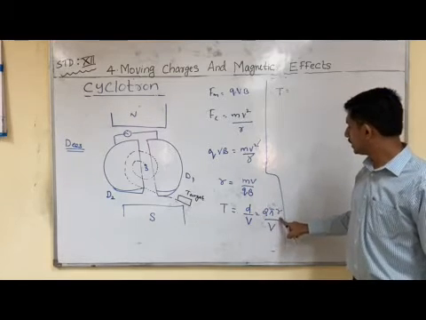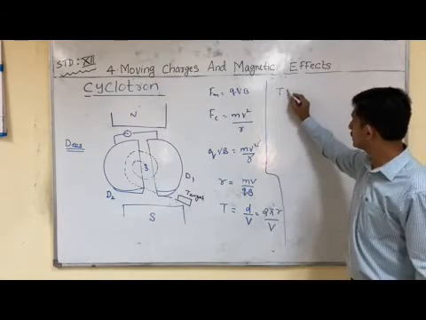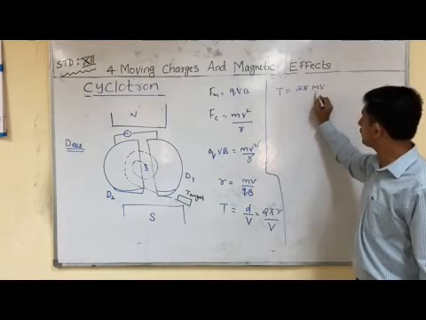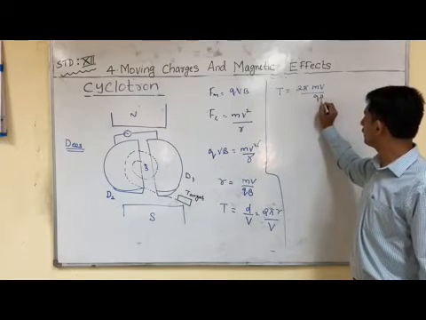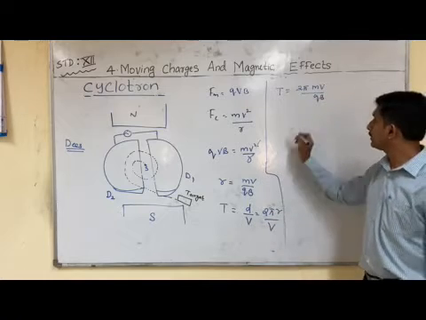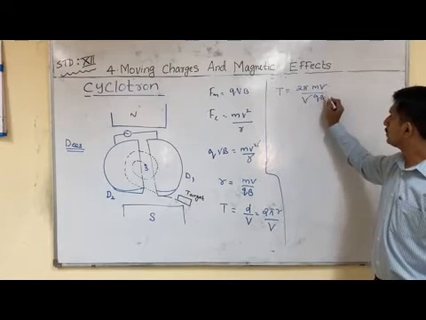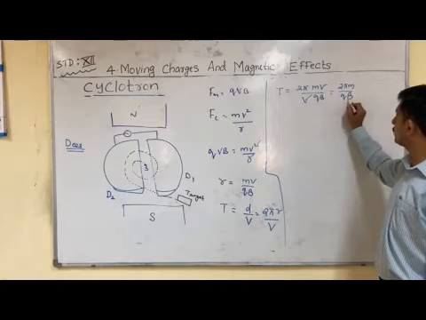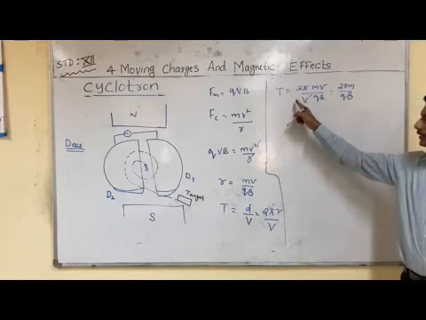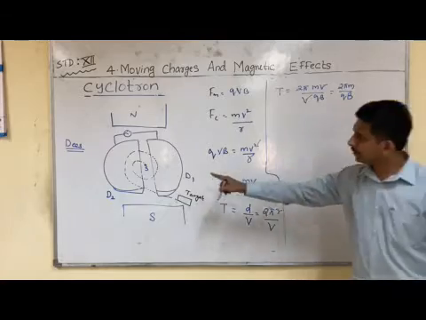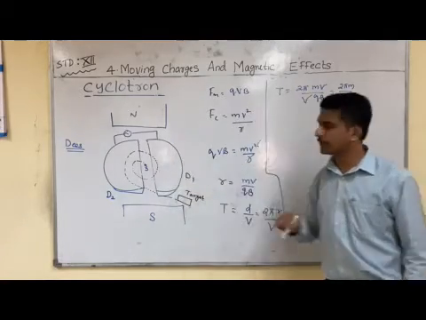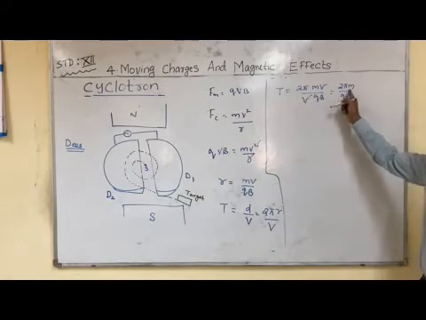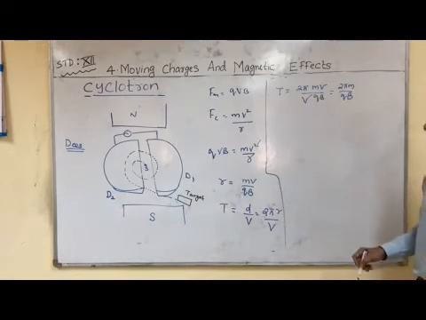We can substitute the value of r in this equation. So T is equal to 2 pi times mv divided by qB, divided by v, and the velocity cancels. So our equation becomes 2 pi m divided by qB. This is the time period of these particles moving in a complete circular path. We can see that T is equal to 2 pi m divided by qB.